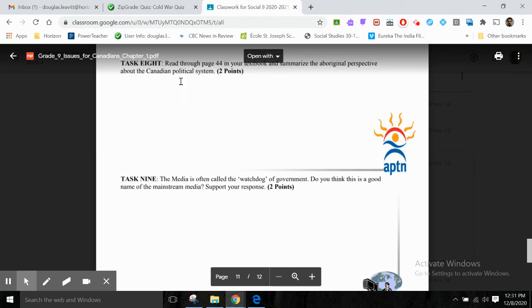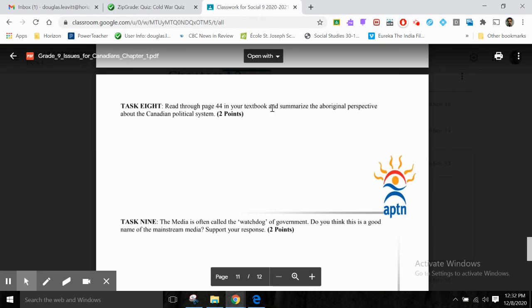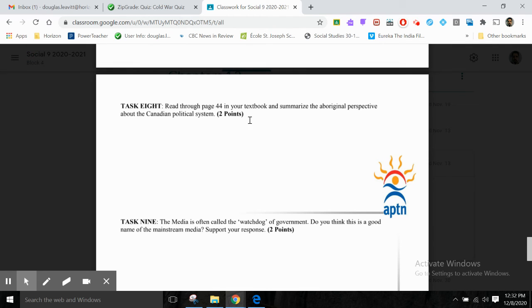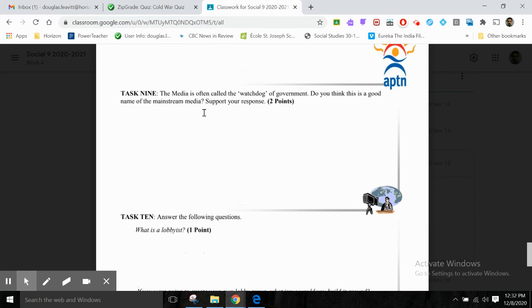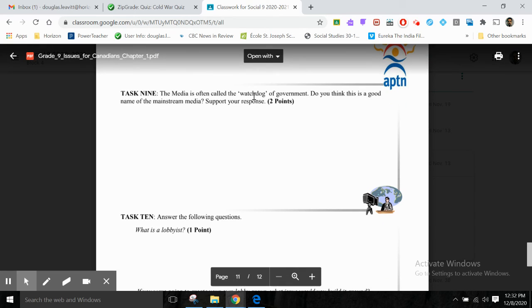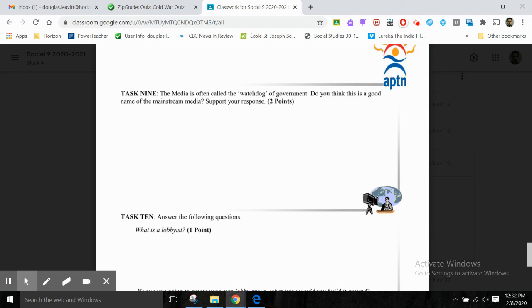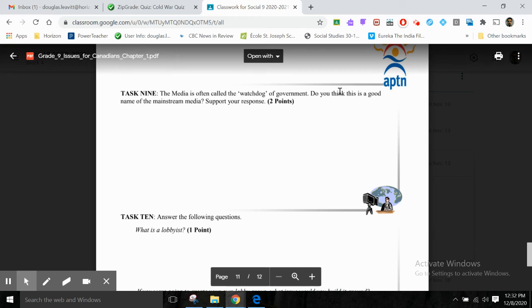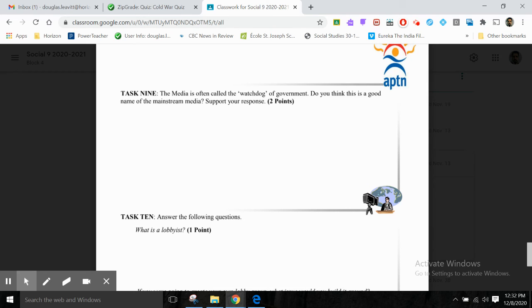Task 8, read through page 44 in your textbook and summarize the Aboriginal perspective about the Canadian political system. That should be fairly straightforward right there in your textbook. Task 9, the media is often called the watchdog. A watchdog oversees what goes on. It makes sure things are on the up and up, etc. Do you think this is a good name for the mainstream media? Well, have fun with that response, okay?